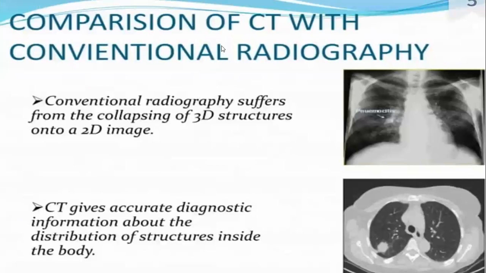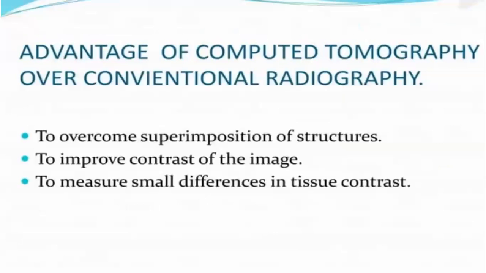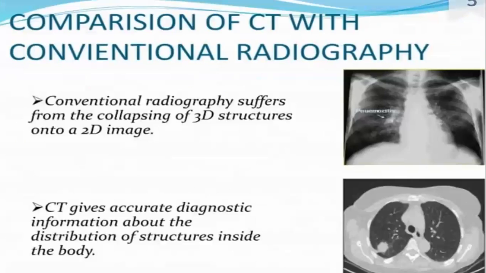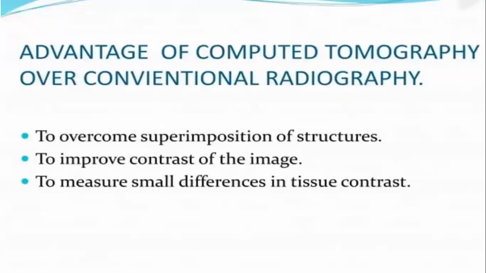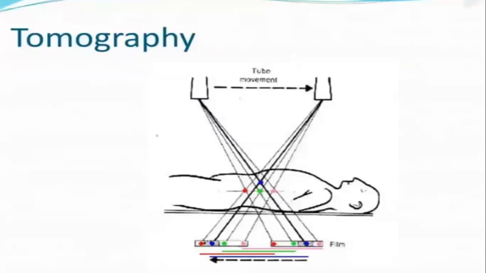Comparison of CT with conventional radiography. Conventional radiography suffers from the collapsing of 3D structures onto a 2D image. CT gives accurate diagnostic information about the distribution of structures inside the body. Advantages of computer tomography over conventional radiography: to overcome superimposition of structures, to improve contrast of the image, and to measure small differences in tissue contrast.